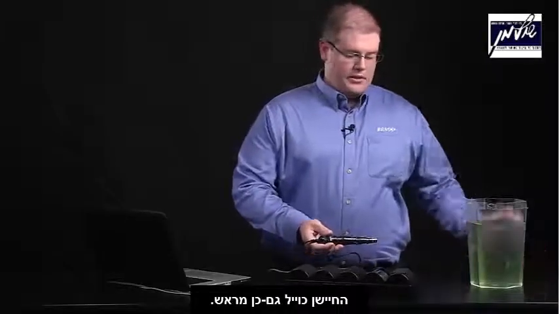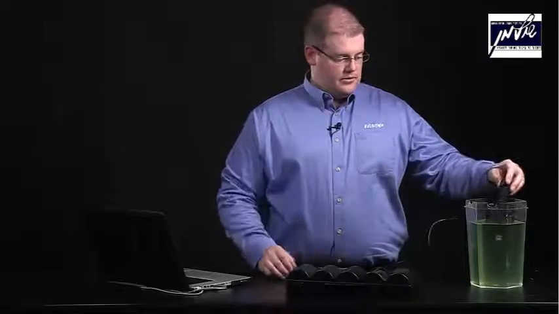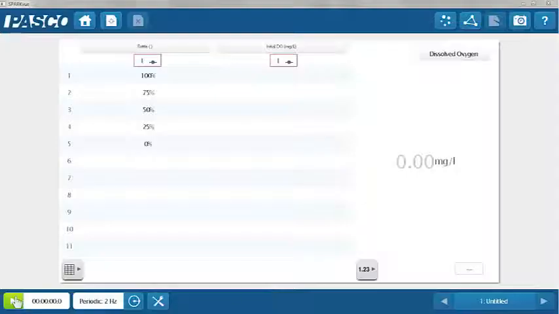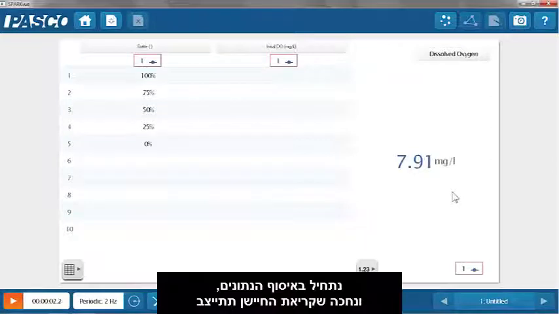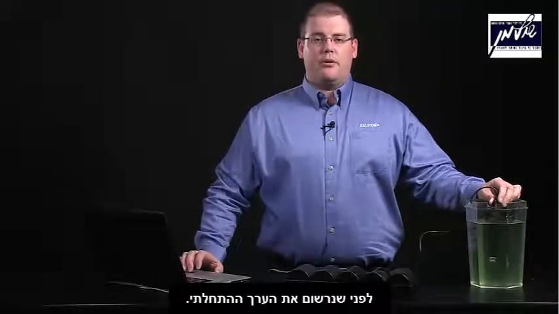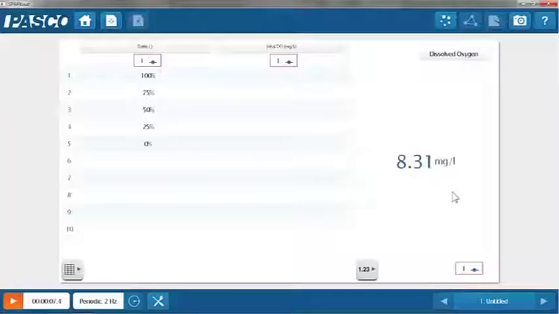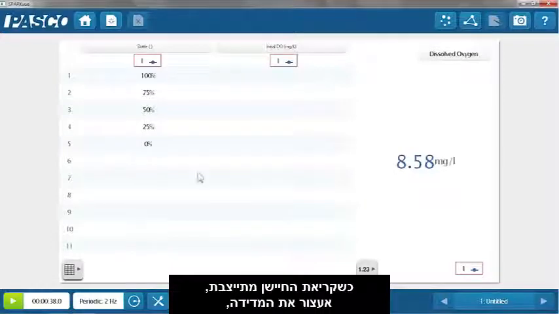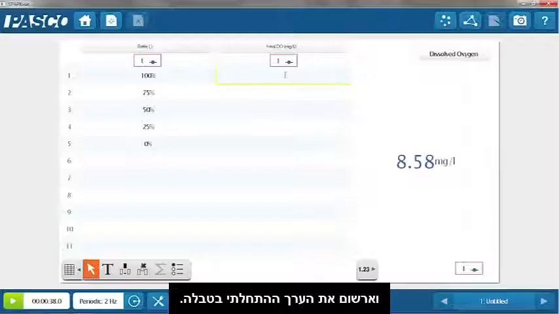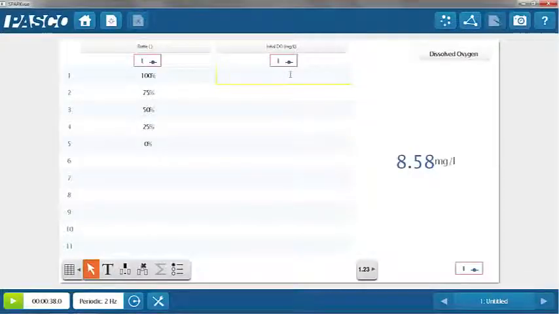The sensor in this case has also been calibrated in advance. We'll begin collecting data and wait for the measurement to stabilize before recording the initial value. Now that our measurements stabilize, I'll stop recording and record the initial measurement in our data table.